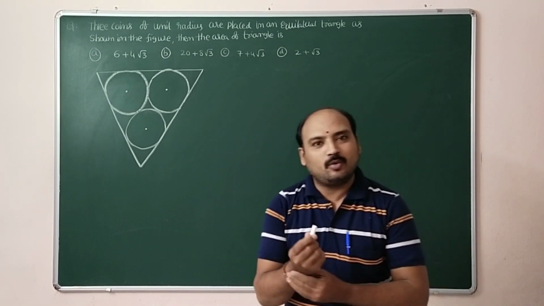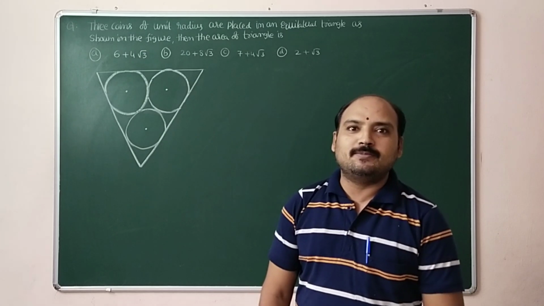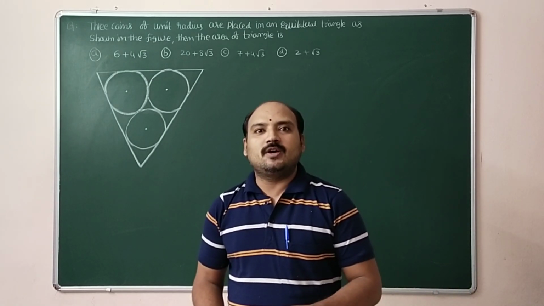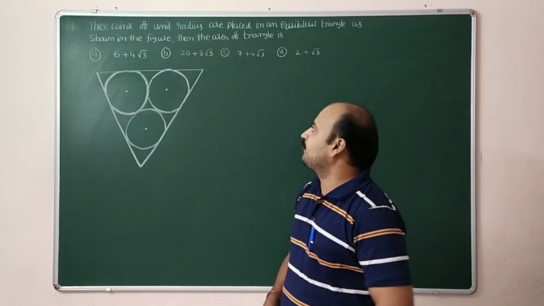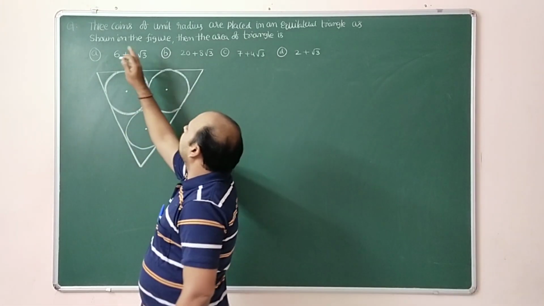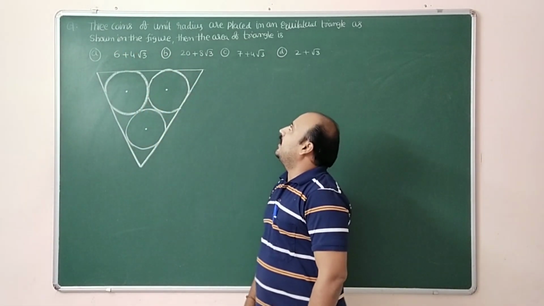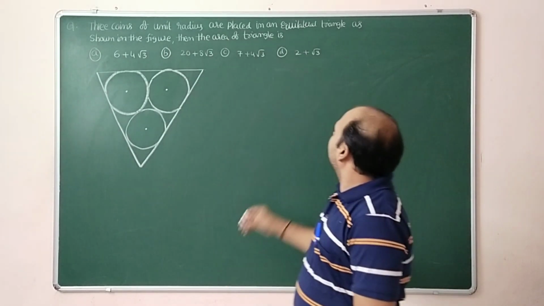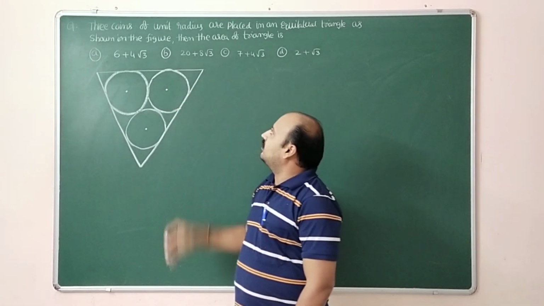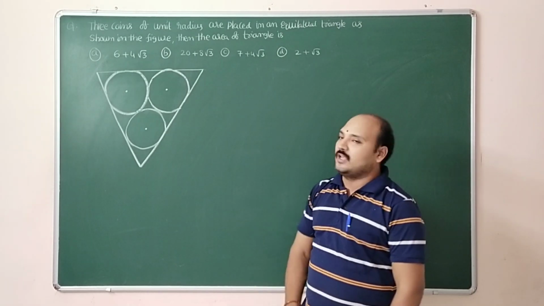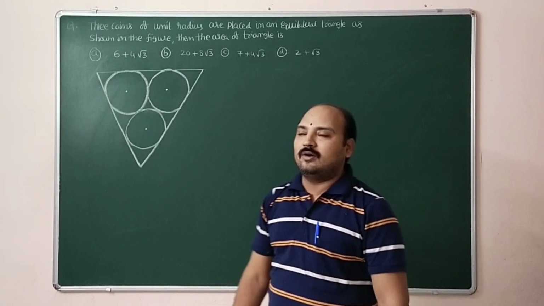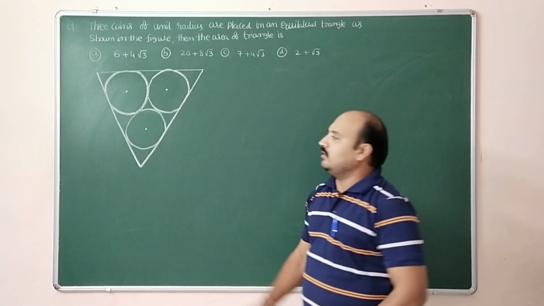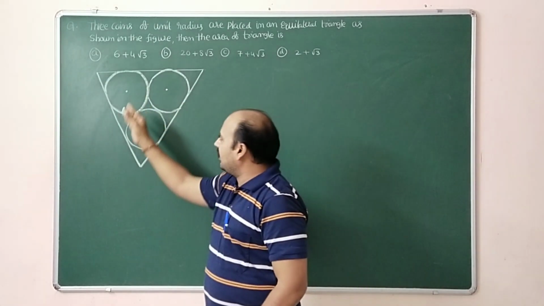In this video, we are going to discuss JEE Mains MSET type questions in the topic circles. Let us have a discussion. Three coins of unit radius are placed in an equilateral triangle as shown in the figure. Then the area of the equilateral triangle? Options are given. So this is an equilateral triangle.